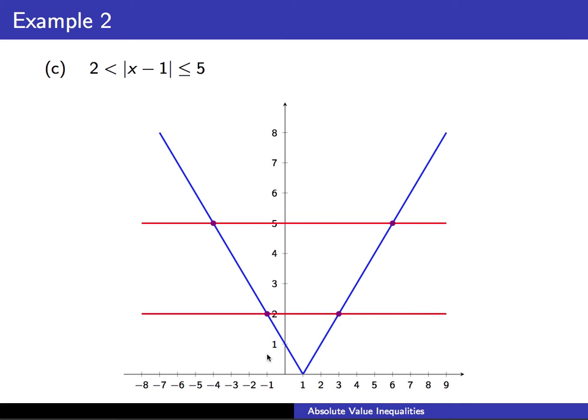From a graphing perspective, the bottom red horizontal line is 2, the top red horizontal line is 5, and the absolute value graph is in blue. What this is saying is, where is the absolute value graph in blue between the horizontal lines of 2 and 5? Well, it's between those two in this region, between the negative 4 and the negative 1, and in this region between the 3 and the 6. So visually, when you have it between two other functions, it's where the graph of blue is in between the two graphs in red.